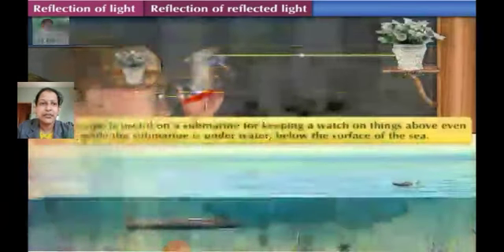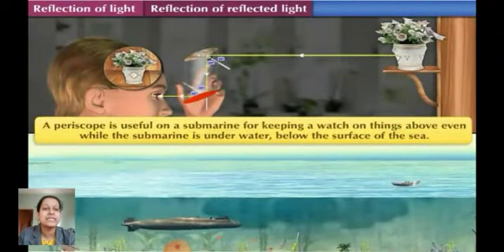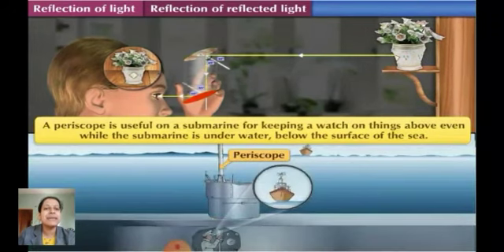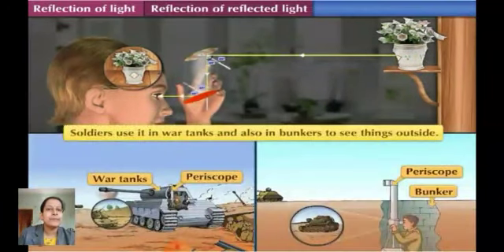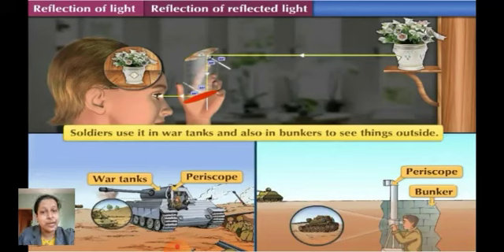Now where is this periscope used? Periscope is useful on a submarine. Submarines go inside the water as well as float above the surface of the water. So a periscope is mostly used for keeping a watch on the things above the water surface, while the submarine is under the water, below the surface of the sea. You can see even what is there above it. It can also be used by the soldiers in war tanks and also in bunkers to see the things outside. So isn't it very interesting, dear students?